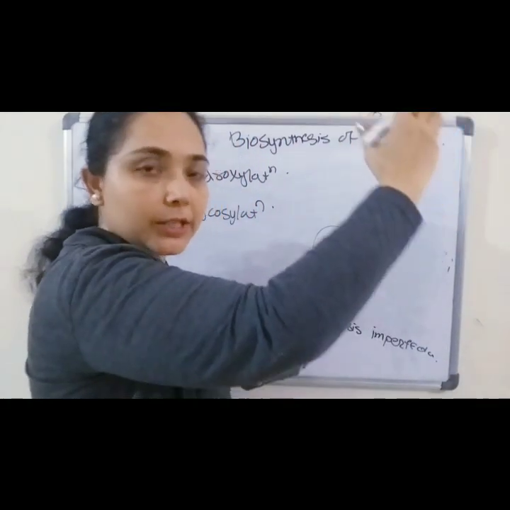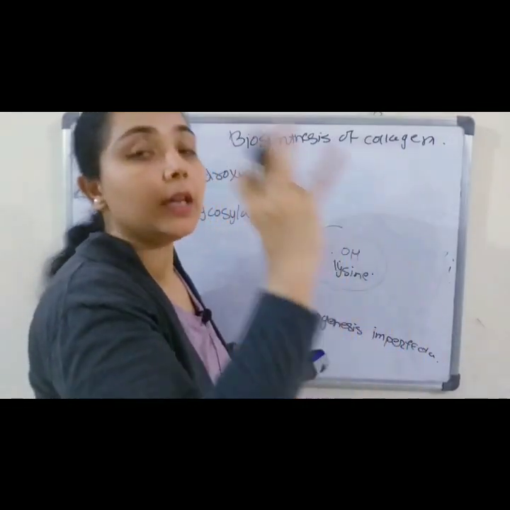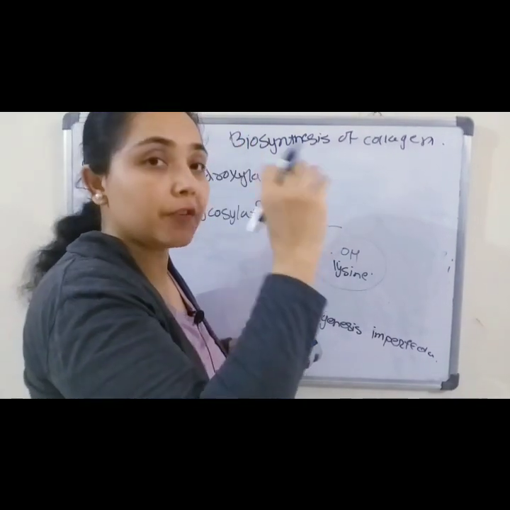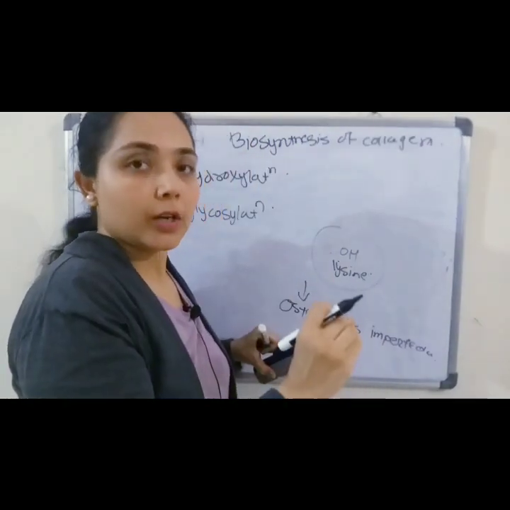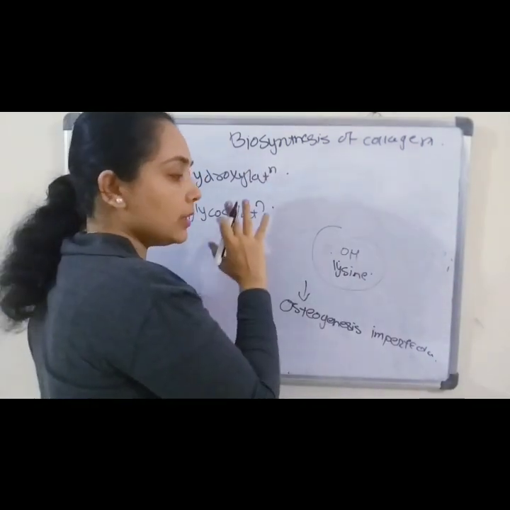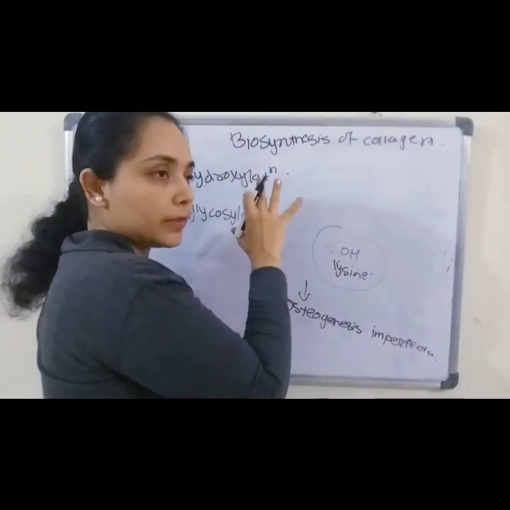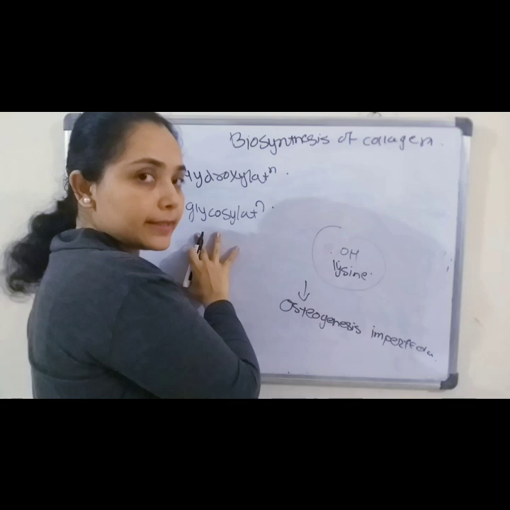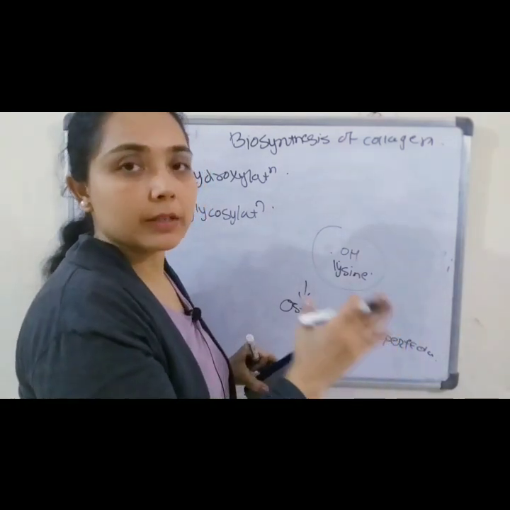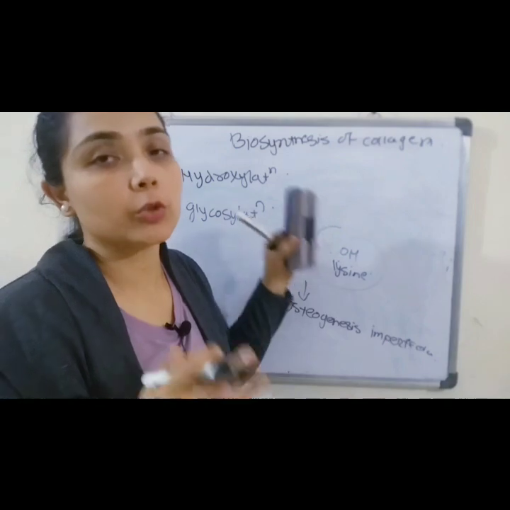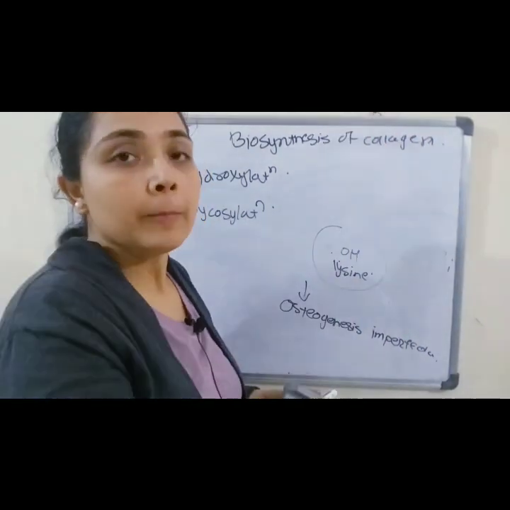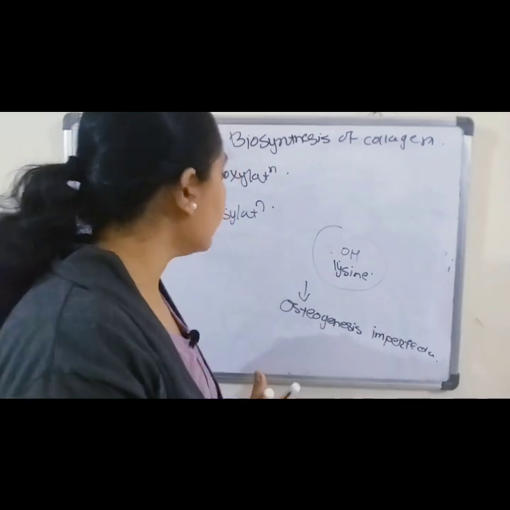So hydroxylation is in the presence of vitamin C; if there is a deficiency of vitamin C, then scurvy. The next step is glycosylation. If there is a defect or any issue during this step, glycosylation, then the disease will be osteogenesis imperfecta. Hence we can understand how important collagen is to our body. There are various other diseases that I will put at the end of this video.